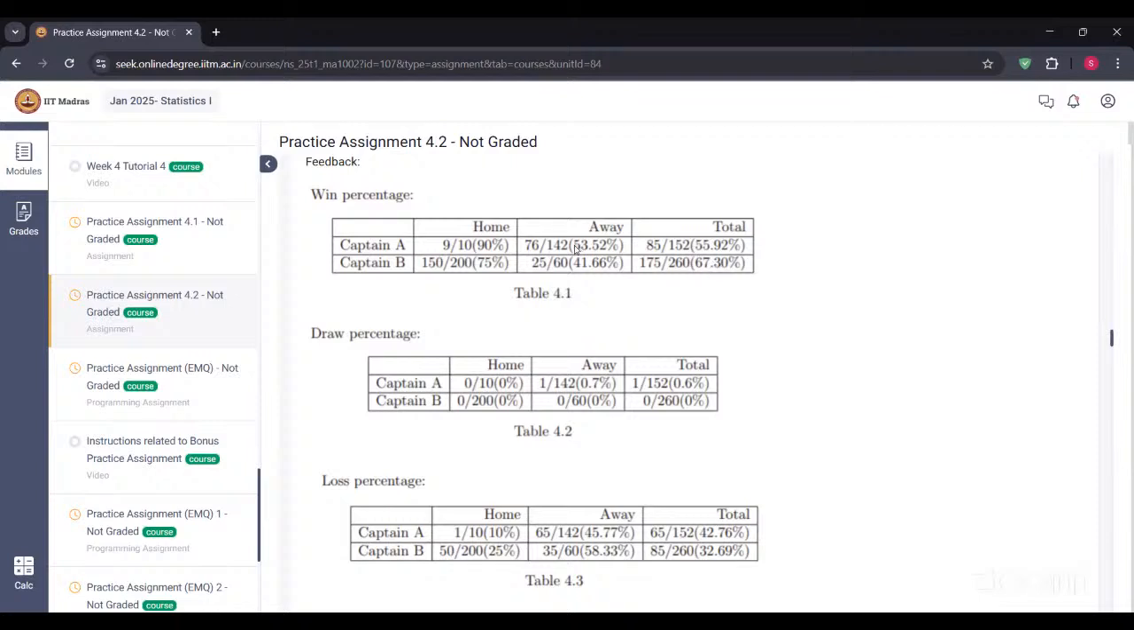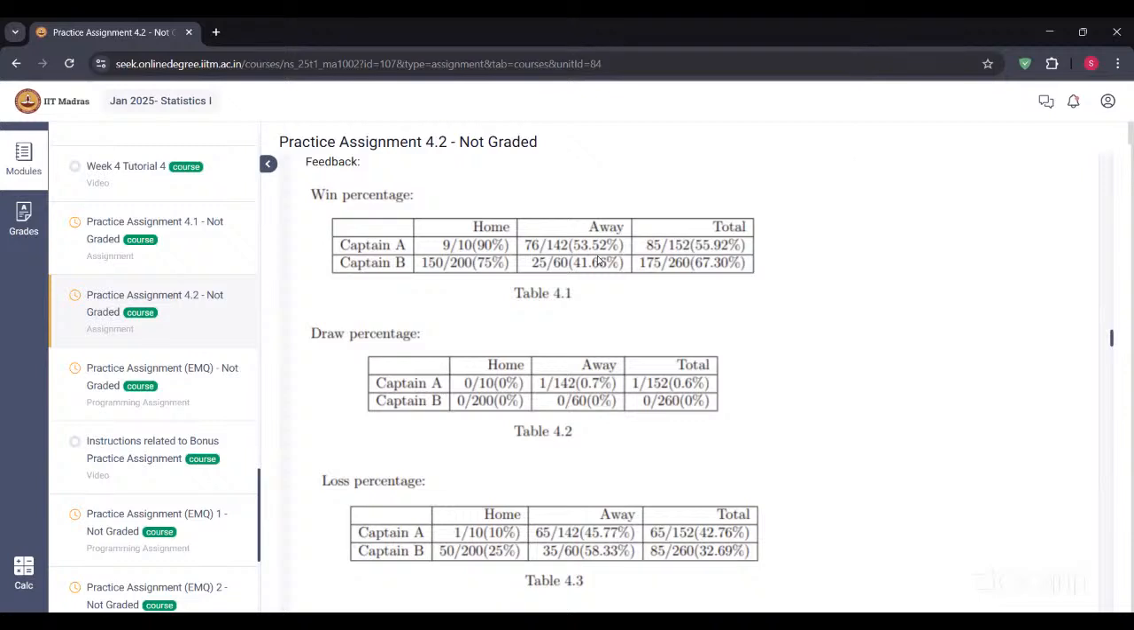So basically, in Simpson paradox, the trends that appear in different groups, like home and away, reverse when the groups are combined. The trend that appears in different groups gets reversed when the groups are combined. When it was in different groups, captain A was winning, but when we combined it, captain B was winning. So this is basically a Simpson paradox.